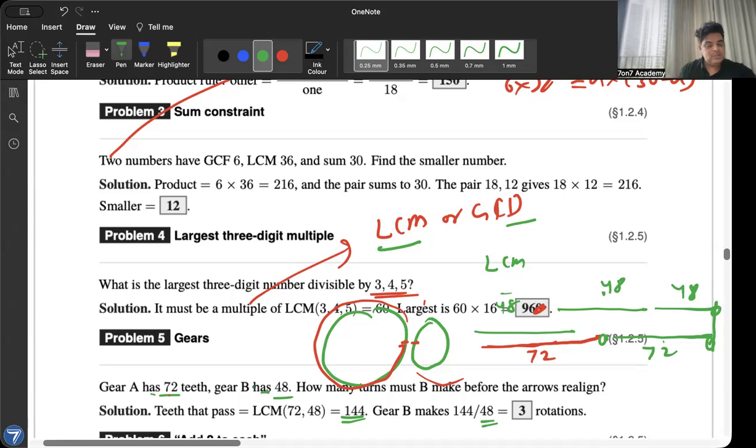Okay, and then they're asking how many rotations it does. This B does. So 144 is the total gear length covered, and then divide by 48. So it does 3 rotations.